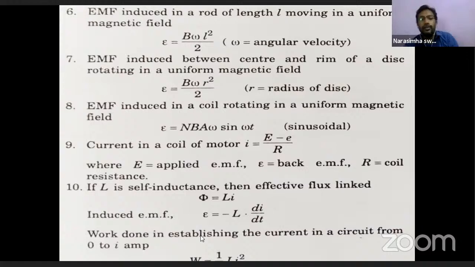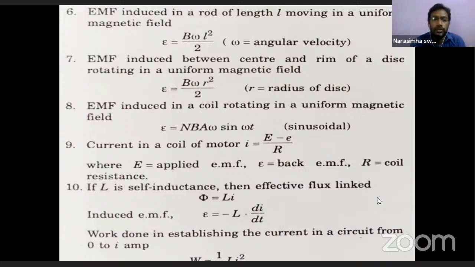Phi, that we know, is changing with respect to I. So the rate of change of phi is epsilon equal to minus L di by dt. Then work done on establishing the current in a circuit from 0 to I ampere, where I is changing. These are just the major basic formulae I have given, and if the next class is permitted, we'll continue with a few more formulae.